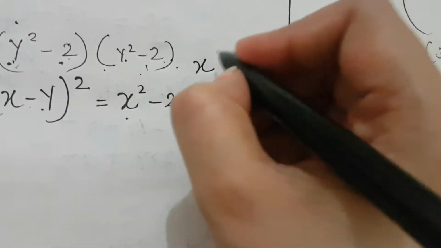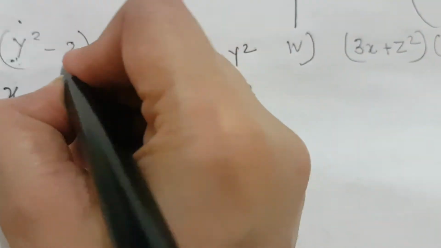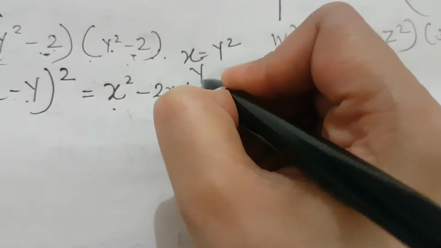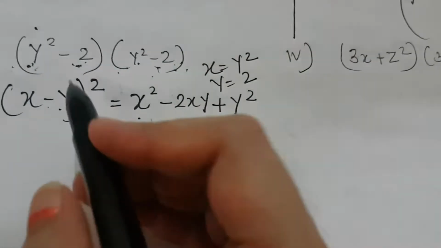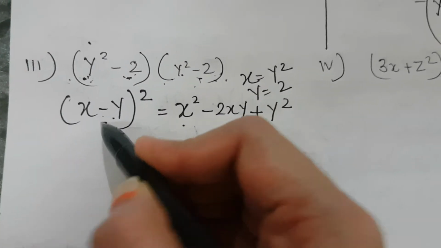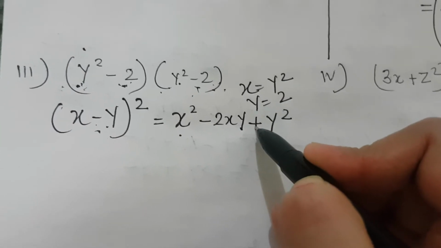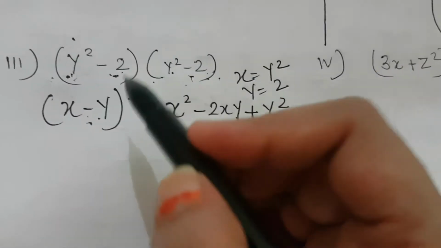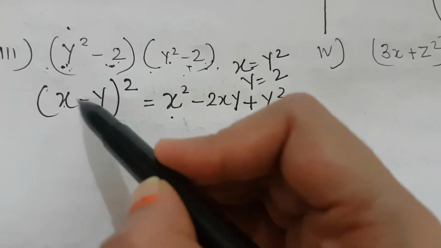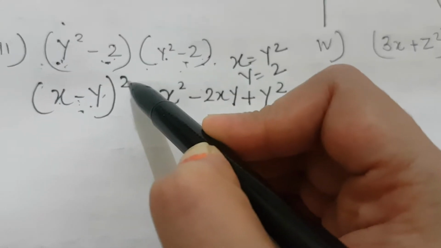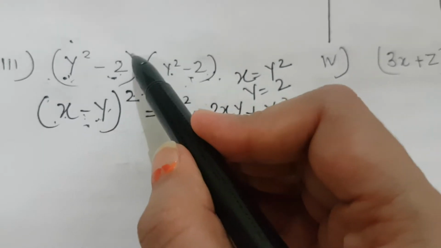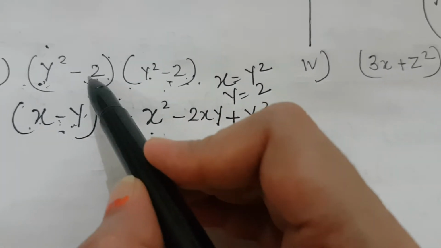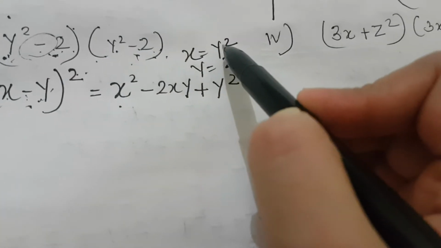So what is the value of x? This is the value of x, y square. And what is the value of y? 2. We will not consider minus because we have already considered minus in the identity. So again and again we will not take the minus sign because we are not using the x plus y whole square identity. We are using the x minus y whole square identity. So this minus sign we will not consider again.